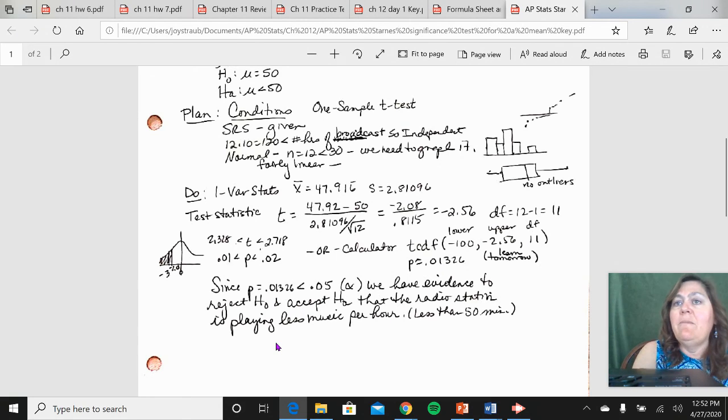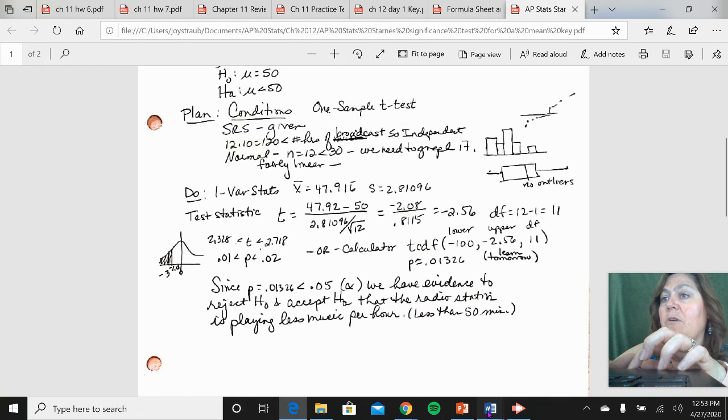But for us from the table, since p is less than 0.02 for sure, we know it's 0.01326, that is less than 0.05. We do have statistically significant evidence to reject H0 and accept the Ha as likely. So it's likely the radio station is playing less music per hour than the 50 minutes that they claimed.